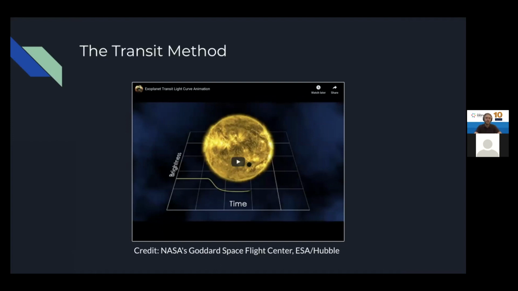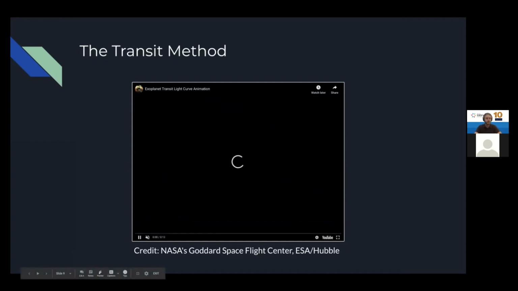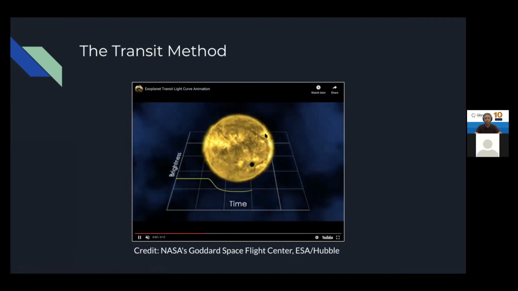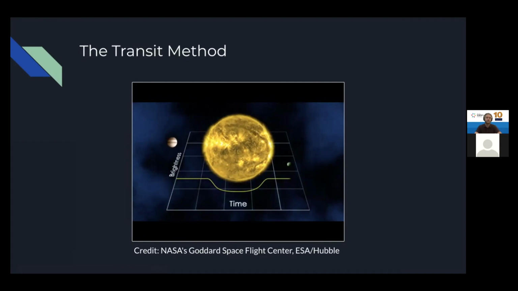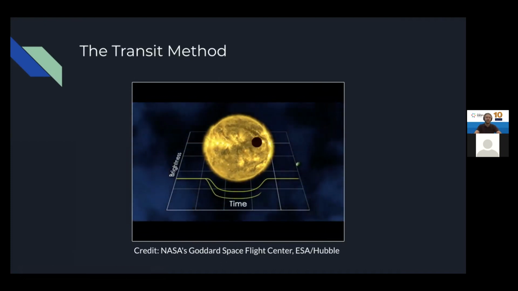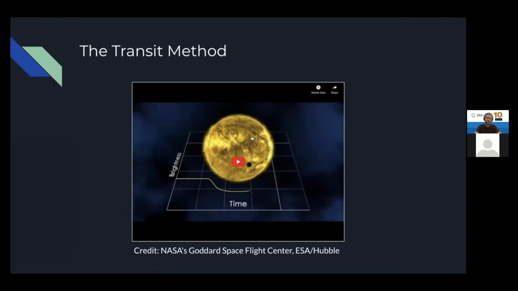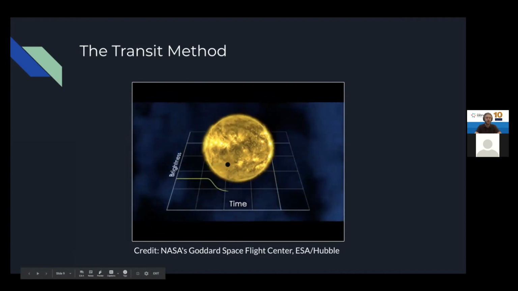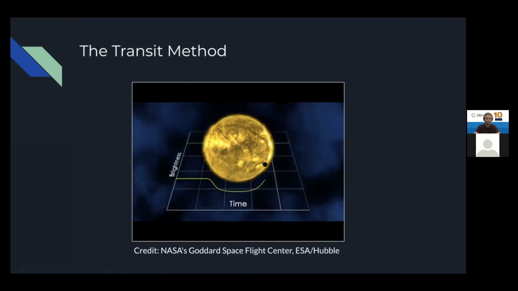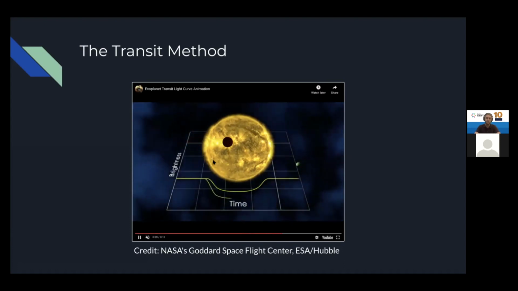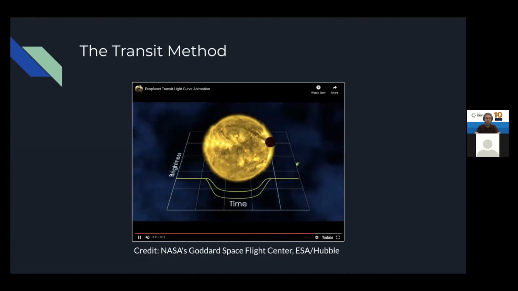This method is fairly straightforward to understand. As a planet orbits its host star, if the system is edge-on to us, if we happen to be coincidentally in line with the system, we can see that the planet might cross in front of its star and cast a shadow, if you will. A small planet will cast a small shadow. A large planet will cast a large shadow.